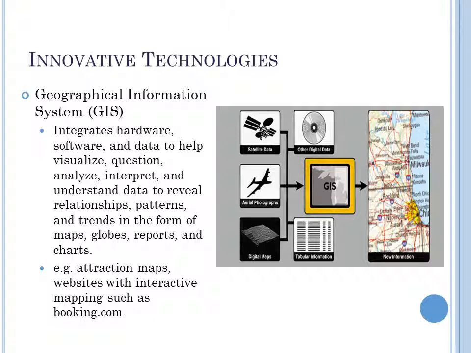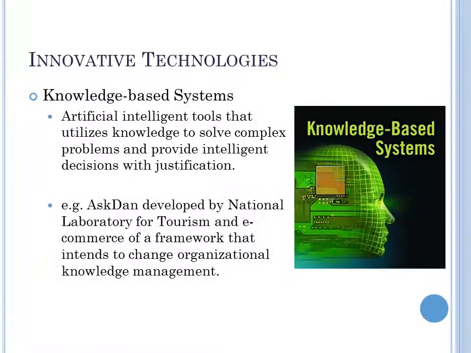Geographical Information Systems, or GIS, is another innovative technology in the tourism industry. It integrates hardware, software, and data to analyze, question, interpret, and even understand the data to reveal relationships and patterns in the form of maps, globes, and charts. An example could be seen in Booking.com, where they display their maps in order to facilitate and simplify the search for their customers.